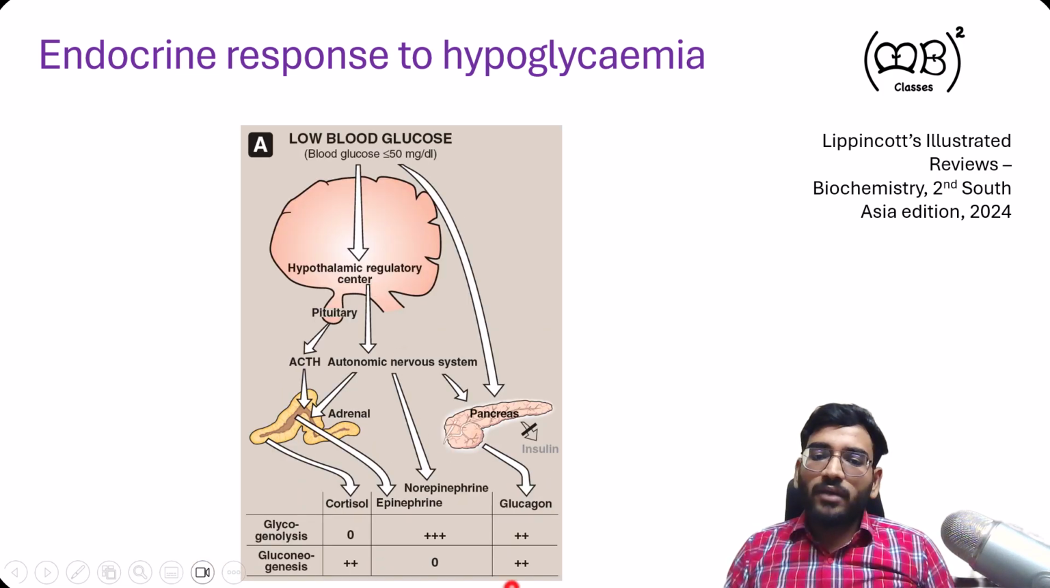This is because, first, the beta blockers will block the effect of all these hormones on the liver. So now norepinephrine and epinephrine cannot act on the liver and cannot lead to glycogenolysis. They cannot increase gluconeogenesis. So now the body's counter-regulatory response to hypoglycemia is inhibited.